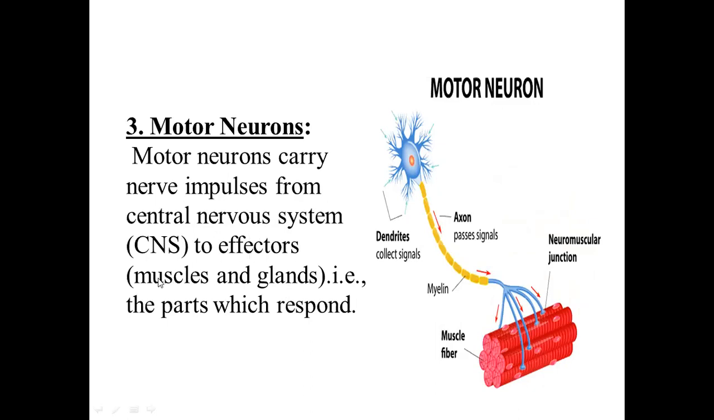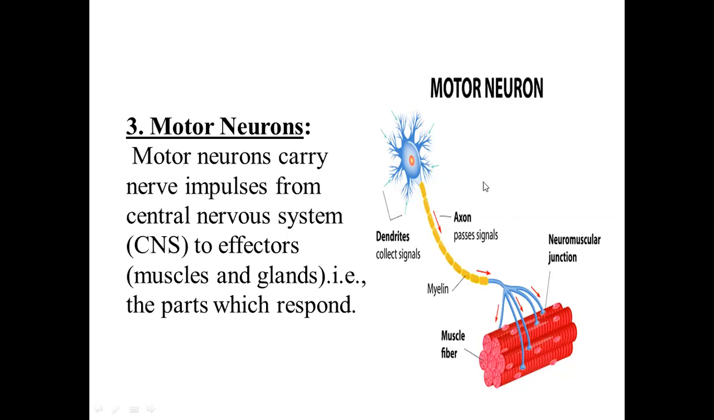Effectors are those organs of our body which respond, or which produce a particular reaction to a particular action. These effectors can be muscles as well as glands. If these are muscles, they will produce response by simply contracting or relaxing, and if these are glands, they will produce response by simply releasing some secretions.